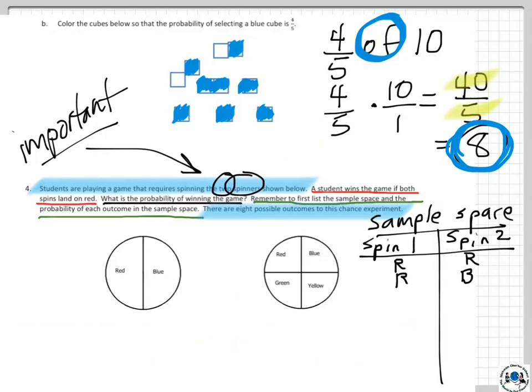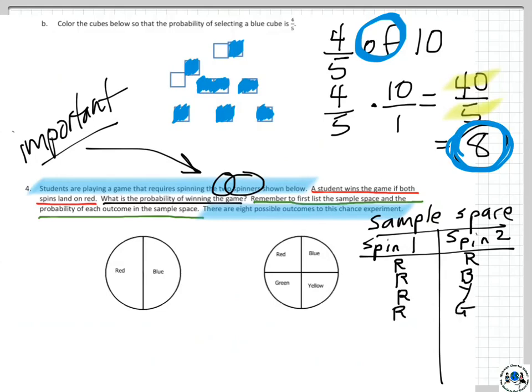Another outcome would be red and then blue. Red here, blue here. All right, and you can see where this is going probably. Next would be red and yellow. It's a very good way to build your sample space: begin with one color in your first, and then go through each subsequent color on the second spinner. And then of course red, green. All right, there we go.